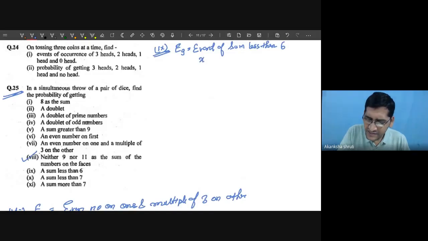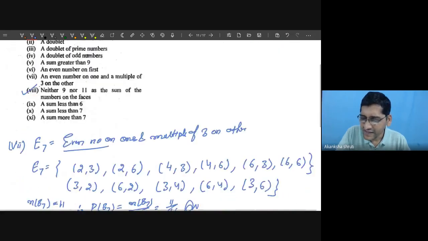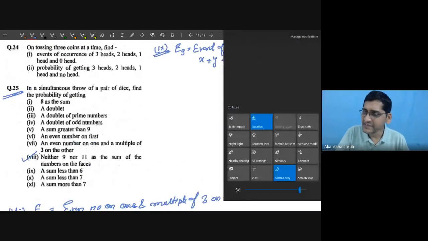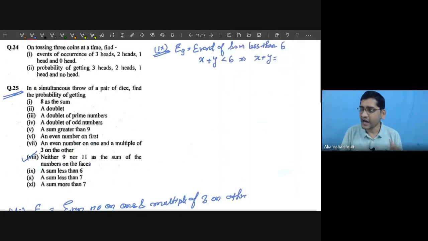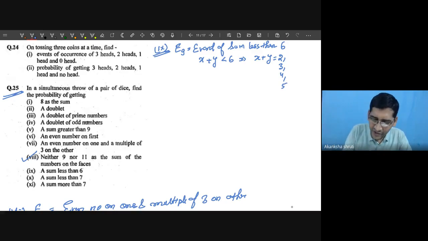It means x plus y should be less than 6. Here x and y are the outcomes on the first and second die. It can be 1, no, at least 1 must be on their faces, so it can be 2, it can be 3, it can be 4, it can be 5, but not the 6.